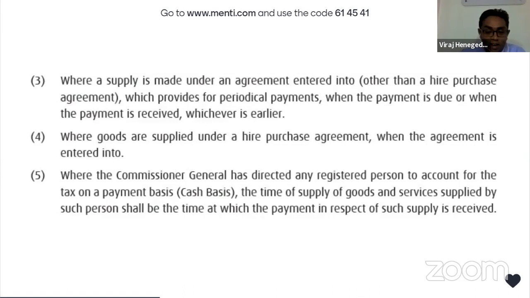This is for other than hire purchase, and the goods are supplied under a hire purchase agreement when the agreement is entered into. So you need to look at when you entered into your agreement. That is the time of supply.